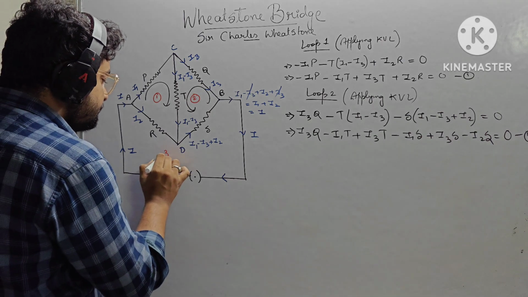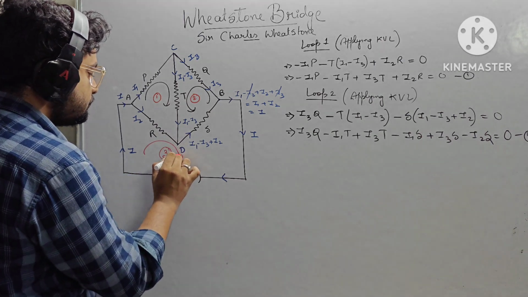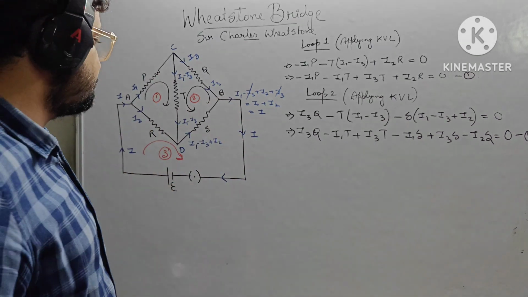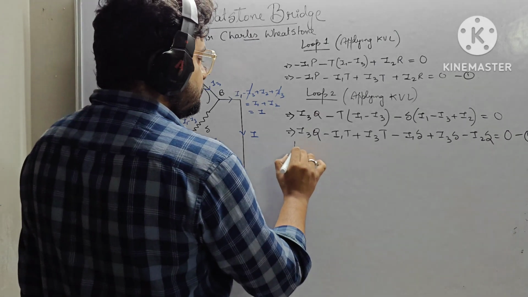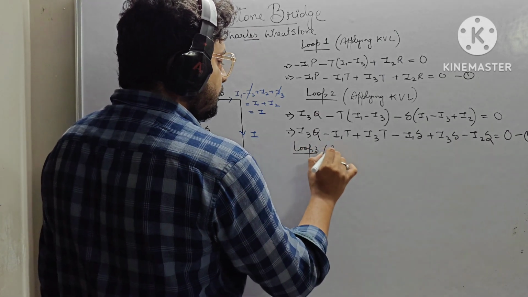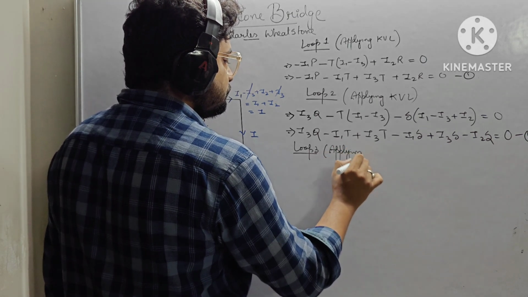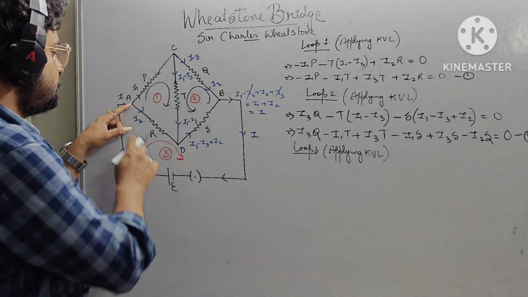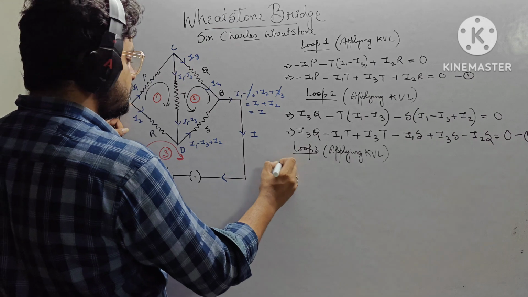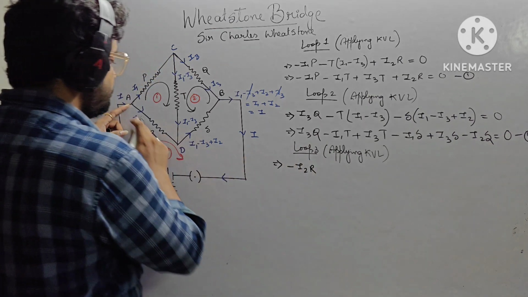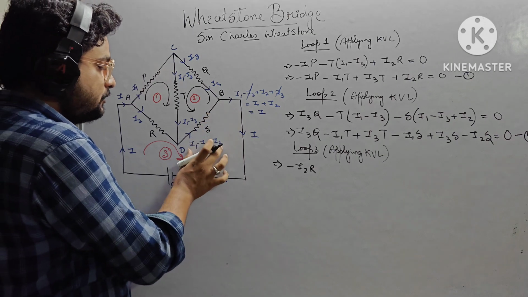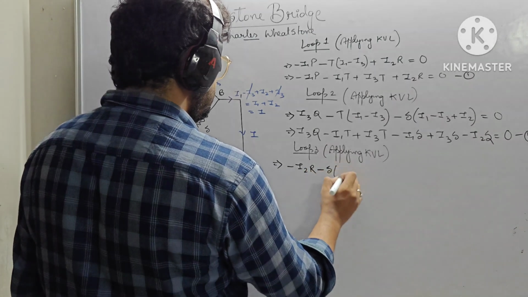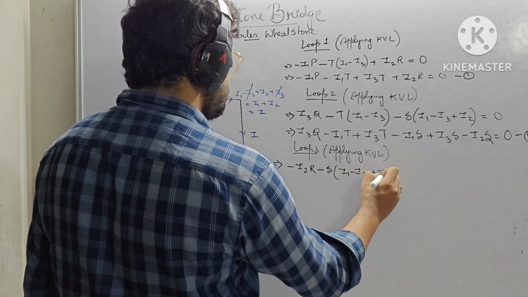Suppose this loop I am taking as loop 3, and I will be going in this direction, clockwise. So loop 3, again applying KVL. We are going to start from here. So I2 into R, down the current, so down the current means minus I2 into R. From here, over here again S into (I1 minus I3 plus I2). Again we are going down, so that means minus S into (I1 minus I3 plus I2).